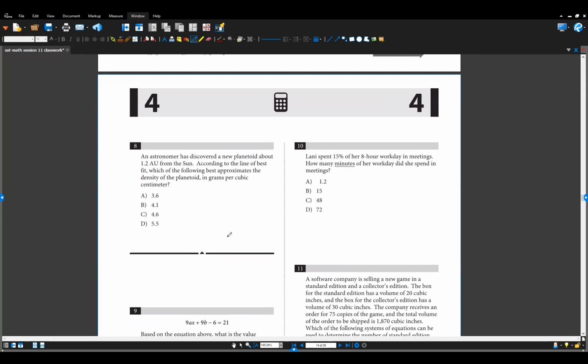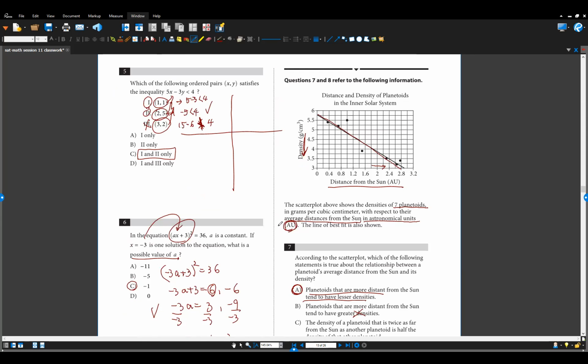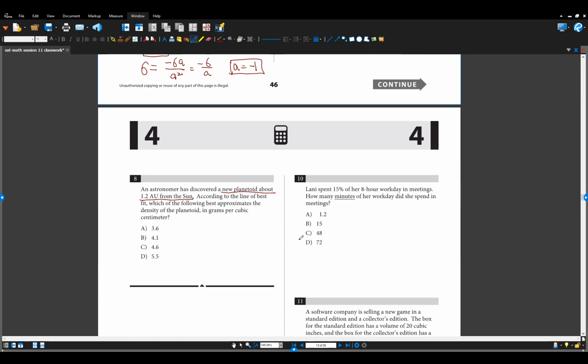Number 8. A scientist discovers a new planetoid about 1.2 AU from the sun. Which one is the best fit? Okay, best approximation. Just use the numbers. 1.2, where is 1.2 over here? This is an approximation. The density will be between, a little less than 4.75. Okay, which one is that? 4.6. Okay, you can find the answer from the graph directly.